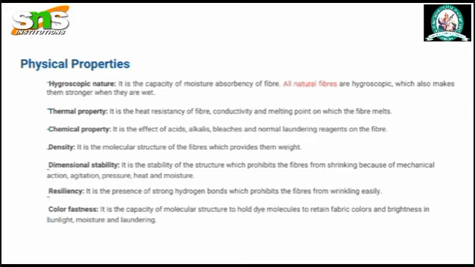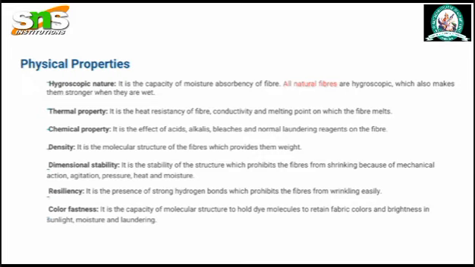Density. It is the molecular structure of the fiber which provides them weight. Dimensional stability. It is the stability of the structure which prohibits the fiber from shrinking because of mechanical action, agitation, pressure, strength and moisture. Resilience.